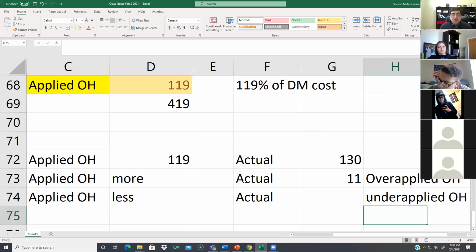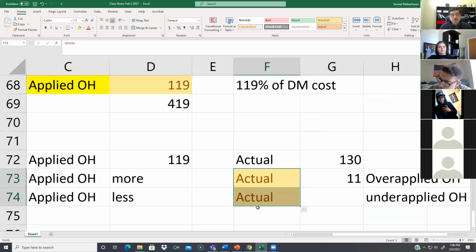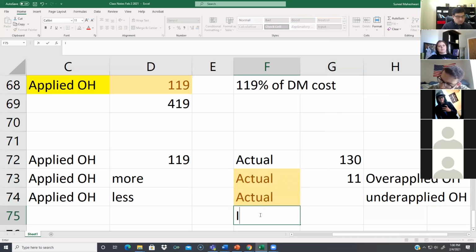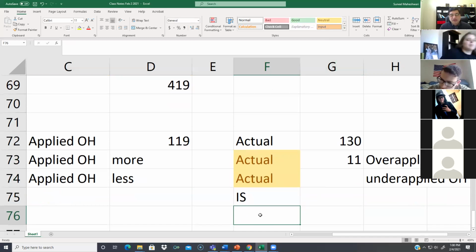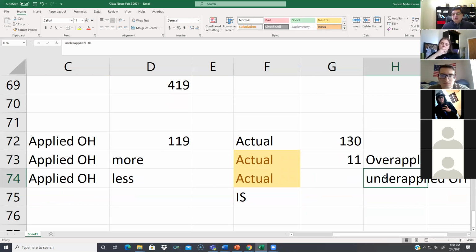And the income statement will always be charged with the actual overhead, and we'll make an adjusting entry for the difference. Because in the income statement, you will only charge when you have incurred it, and it will be based upon actual. Is there any question on the definition of under and over applied overhead?